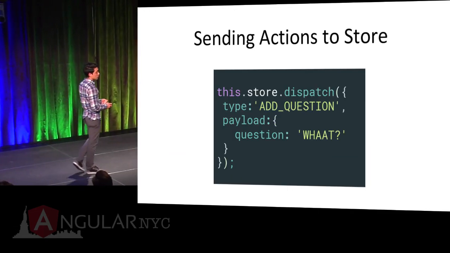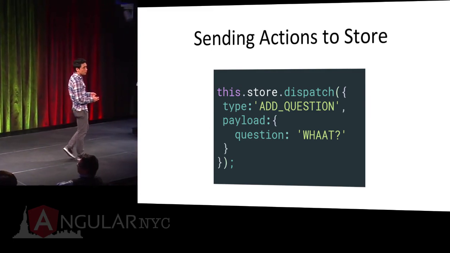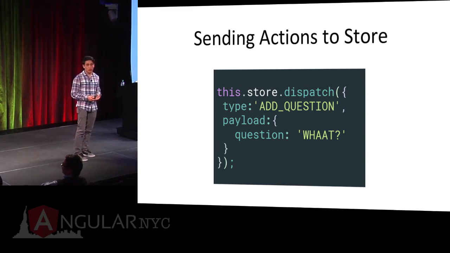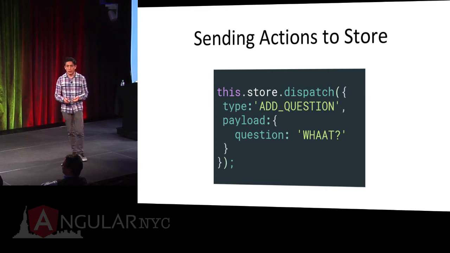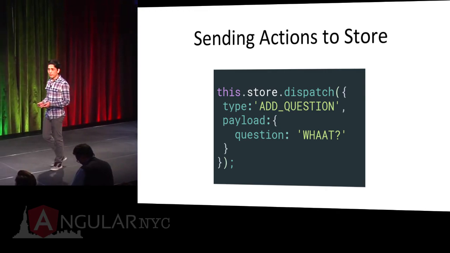And here's how we actually send actions to our store. So we use the store that we injected earlier, and we simply call a dispatch method and pass the required action to that method.